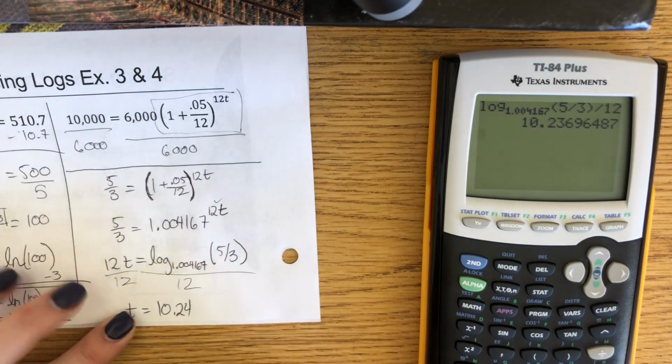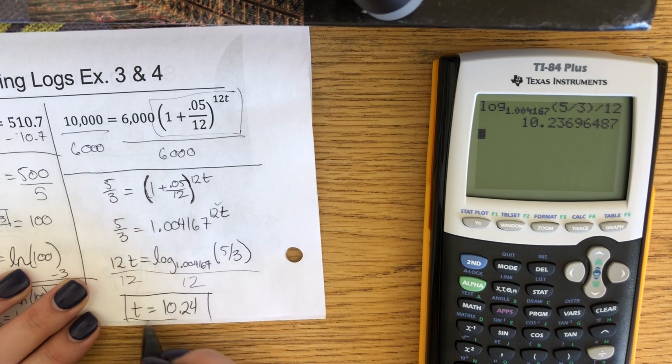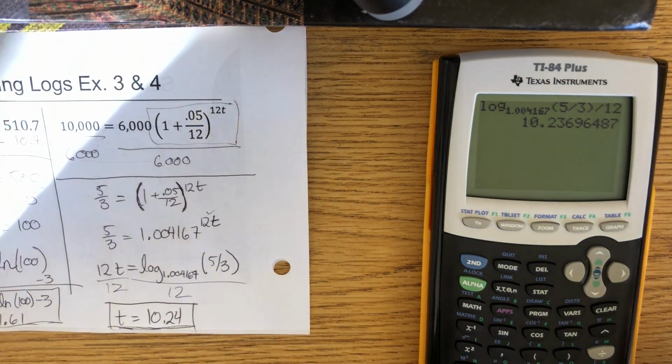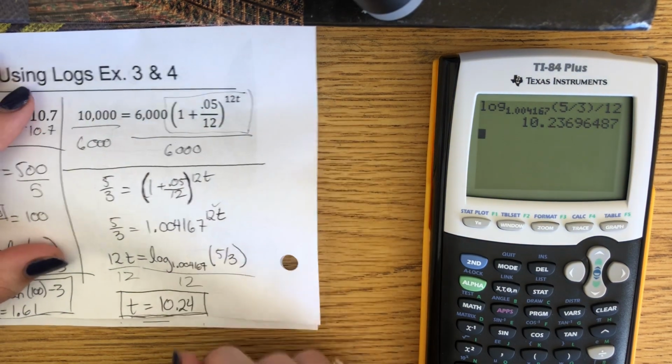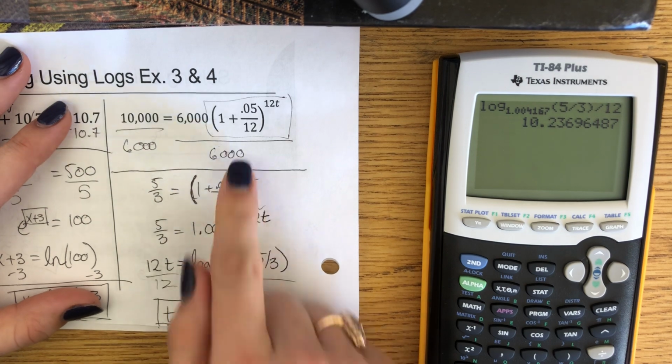10.24. This doesn't have any meaning for us right now, but it will have meaning. This would be 10 1/4-ish years, t for time, but it doesn't have any meaning now. All right, and that is how you solve this complex thing.